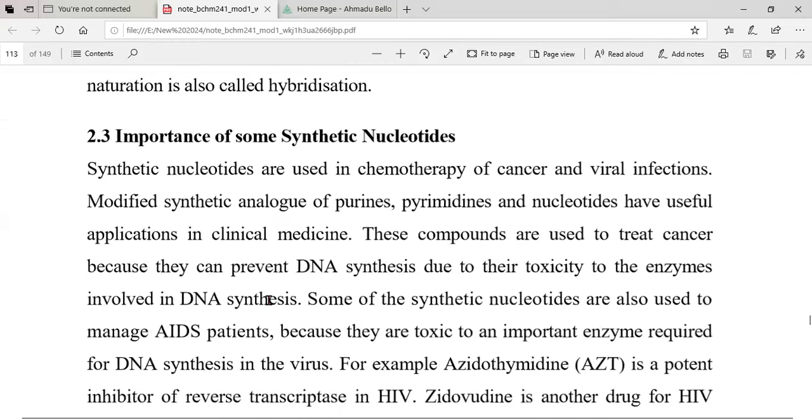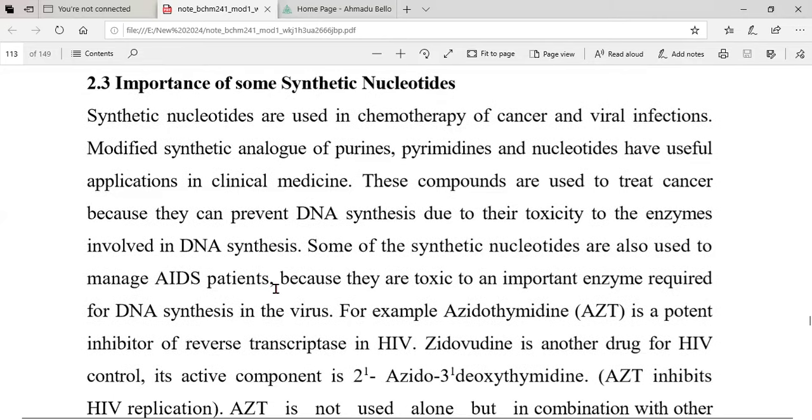So let's look at some importance of synthetic nucleotides. Synthetic nucleotides are used in the chemotherapy of cancer and viral infections. Modified synthetic analogs of purines, pyrimidines and nucleotides have useful application in clinical medicine. These compounds are used to treat cancer because they can prevent DNA synthesis due to their toxicity to the enzymes involved in DNA synthesis. Some of these synthetic nucleotides are also used to manage AIDS patients because they are toxic to an enzyme required for DNA synthesis in the virus.